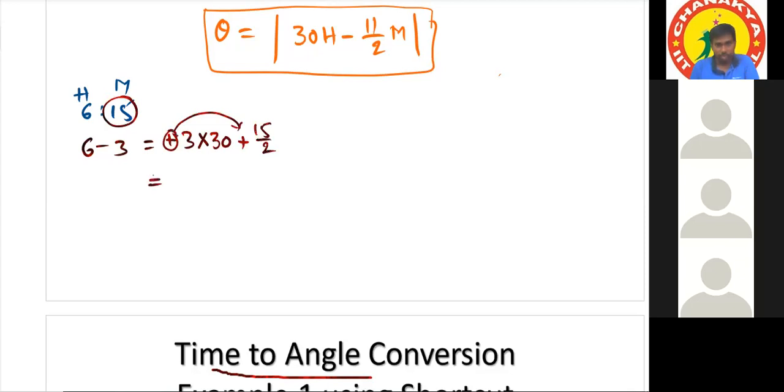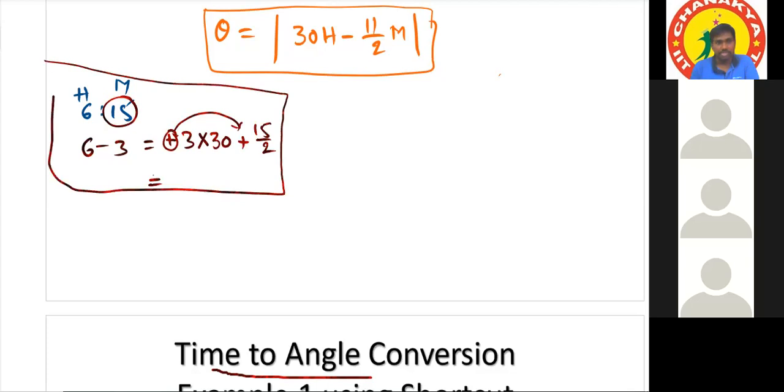If it is plus, we have to do plus. If it is minus, we have to do minus. Sir, in the formula it's minus, right? No, we are not following the formula here. This is the shortcut method without using the formula. So when will we use plus and when will we use minus? 6 minus 3 is how much? Positive 3. If it is positive, we have to do plus here. If it is negative, if it is 3 minus 6, it will be minus 3. Okay, then 3 here, minus later. I got it. 90 minus 7.5 is how much? 82.5 degrees.